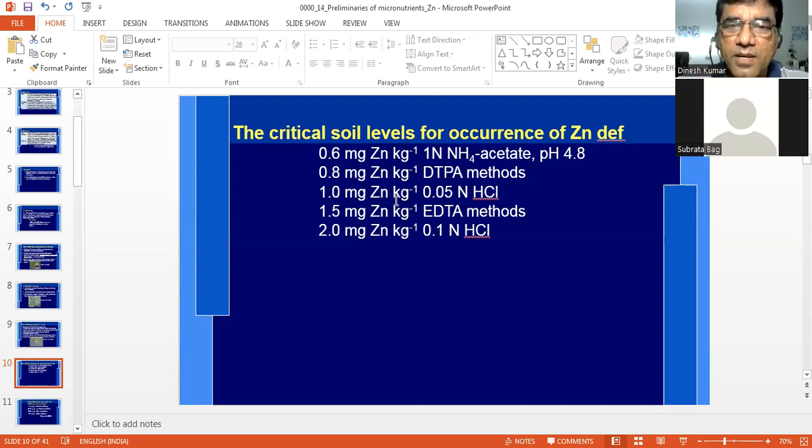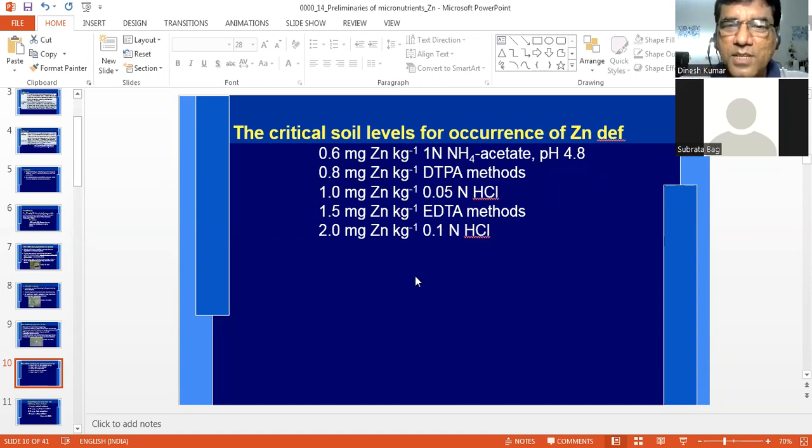1 milligram zinc per kg of the soil weight is for 0.05 normal HCl. Then 1.5 mg zinc for the EDTA method and 2 milligram zinc for 0.1 normal HCl. These differences are because of recovery of zinc, how much recovery can be made. So a method which makes more recovery of available zinc will have a lower critical value, meaning more efficient.